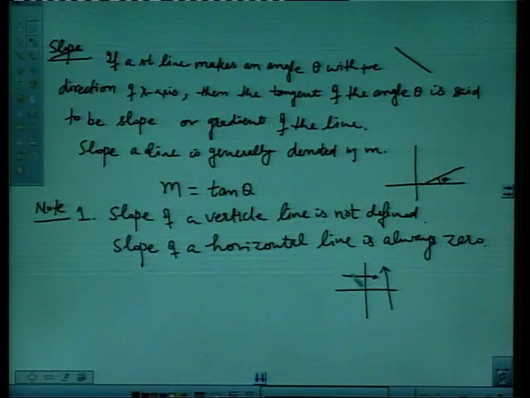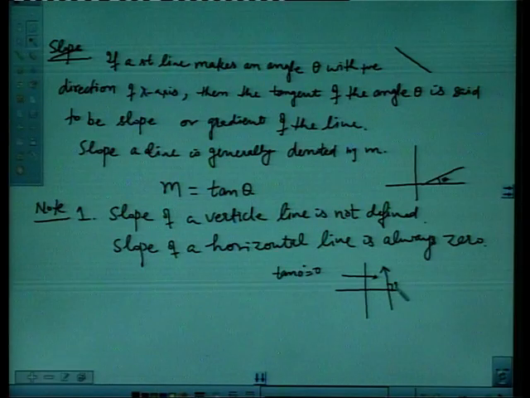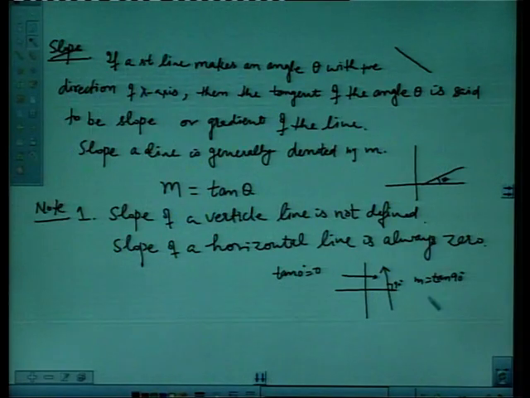Why? Because the angle between this line and this line is 0, and tan 0 is 0. And here this is a vertical line and this angle is 90 degrees. Slope is the tangent of the angle, and this is a 90 degree angle, then tan 90 is infinity, and we can say that slope of a vertical line is not defined.